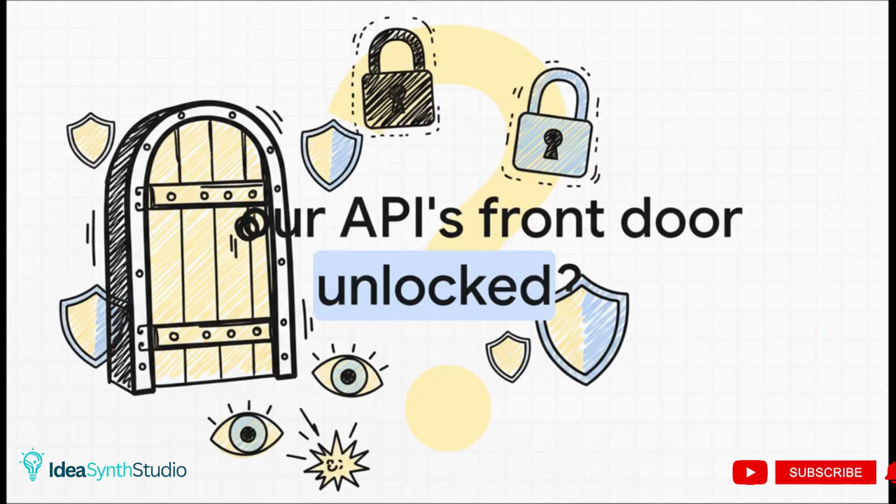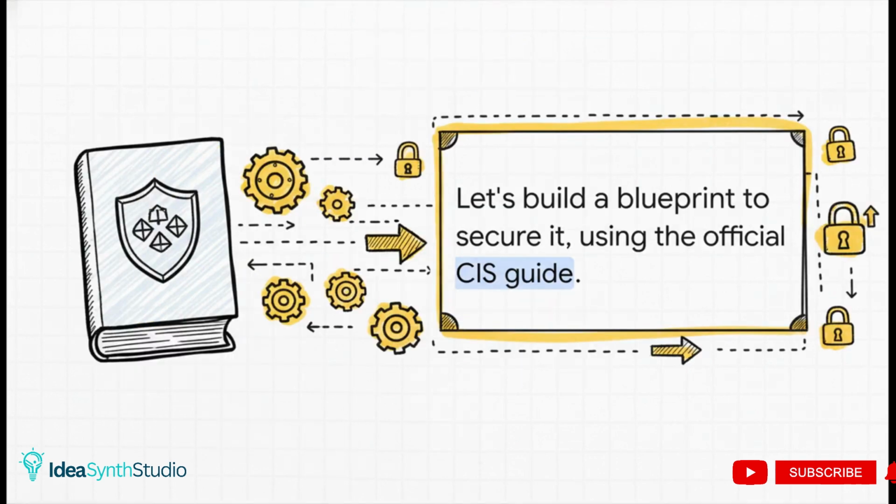Just take a second and really think about that. Your API is the gateway. It's the front door to all your data and services. Are you 100% certain that door is locked, bolted, and has an alarm system against any threats? It's a huge question we all have to answer. And we are not going to guess our way through this.